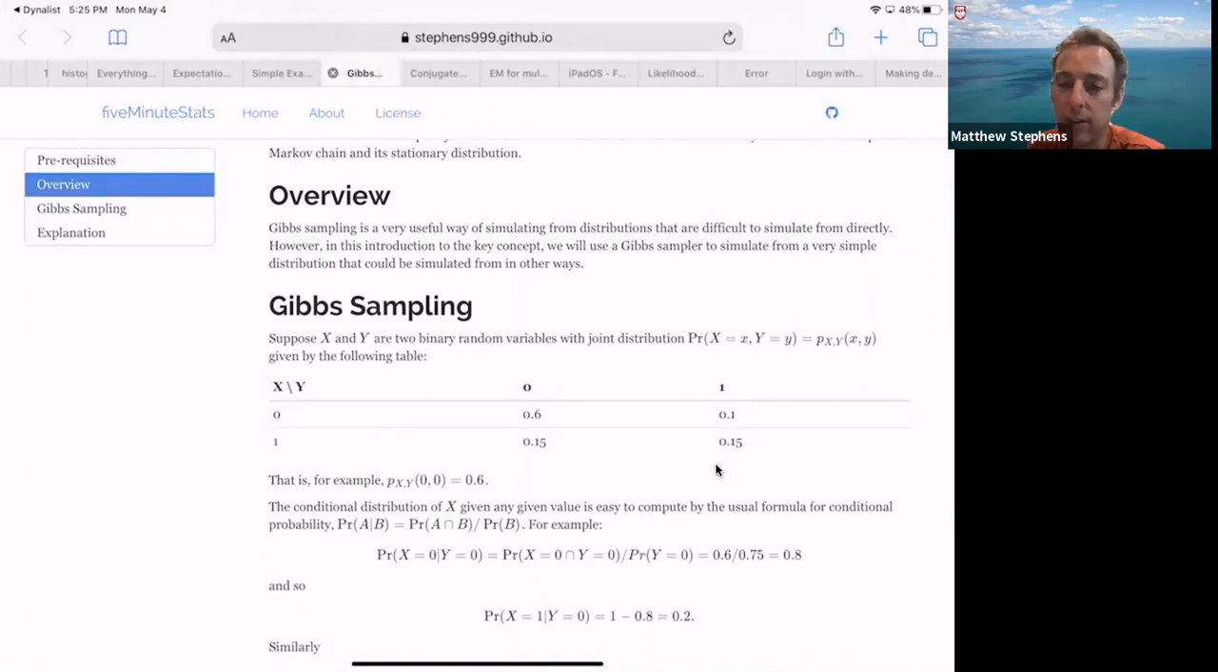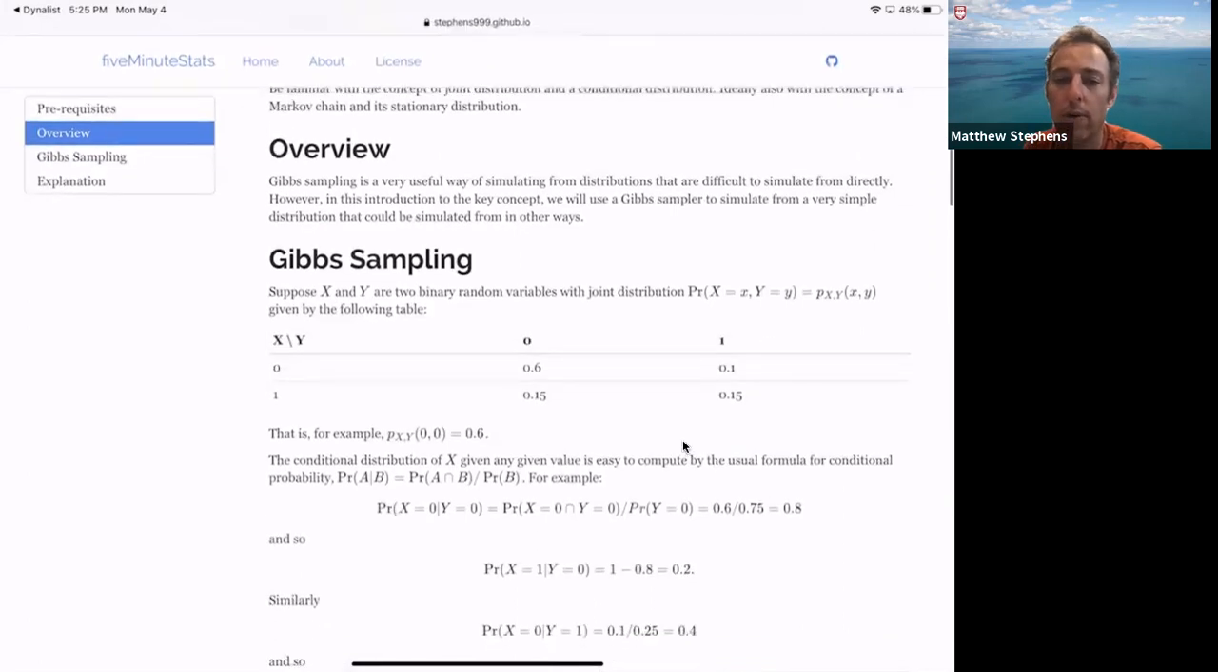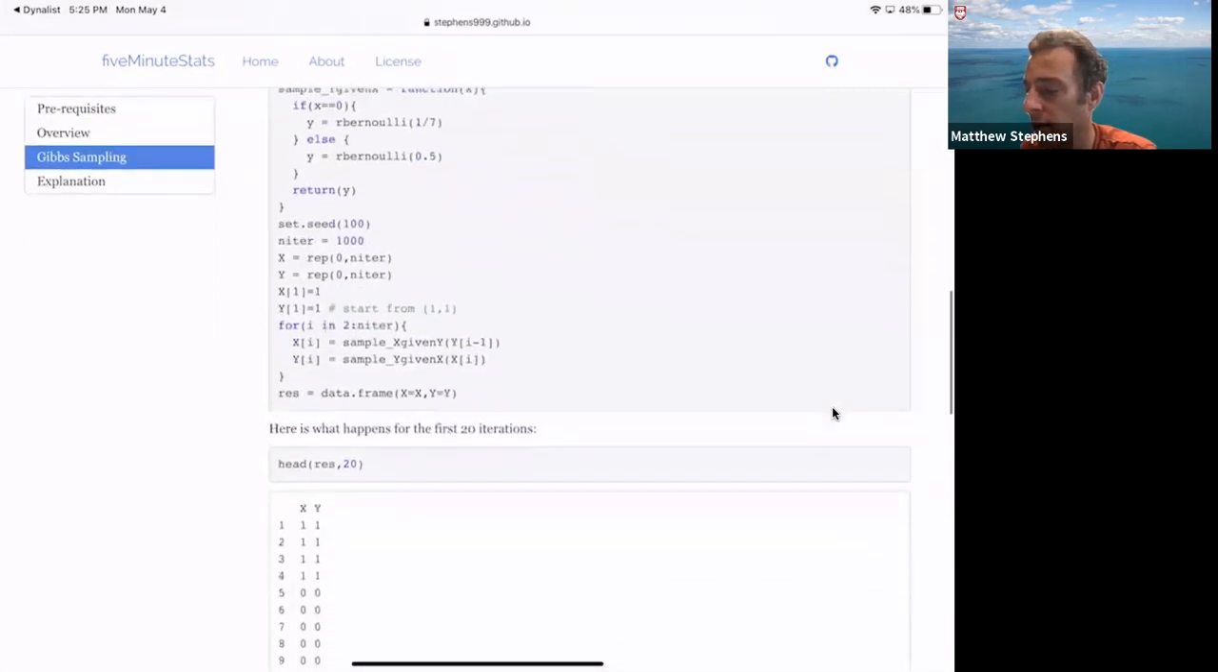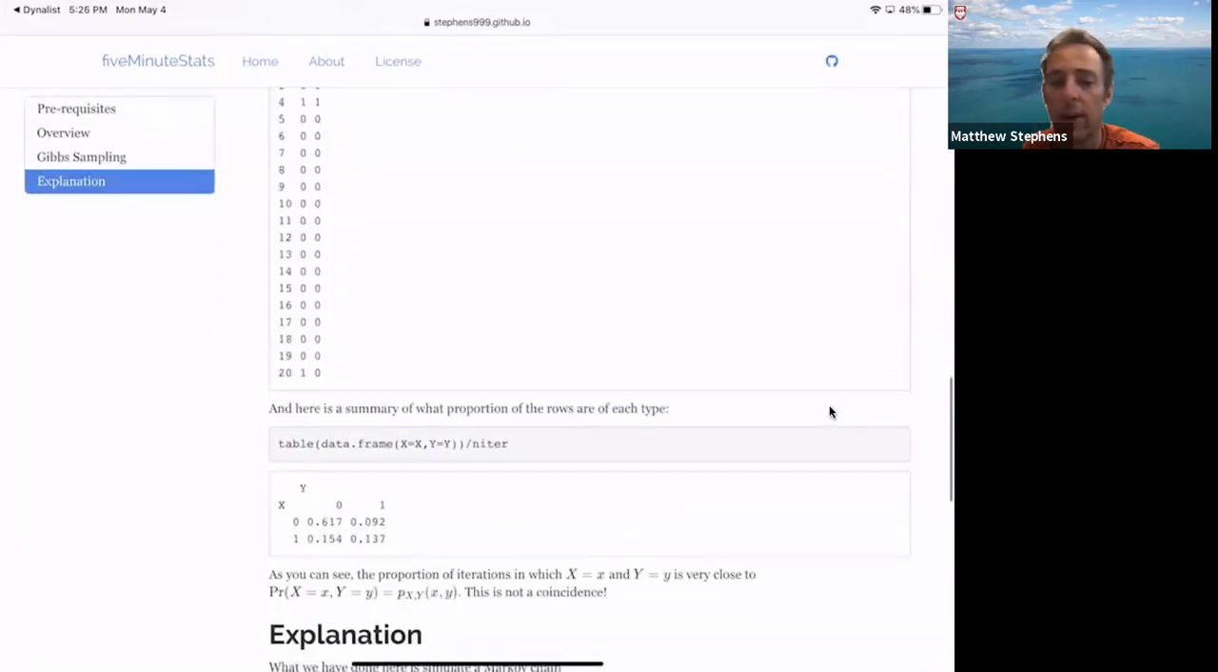And that's not a coincidence. Look, 0.6 and 0.15 are the numbers on the diagonal. And in those 1,000 iterations, we actually got something like 0.62 and 0.14. So pretty close to 0.6 and 0.15. And these are also close to 0.1 and 0.15.